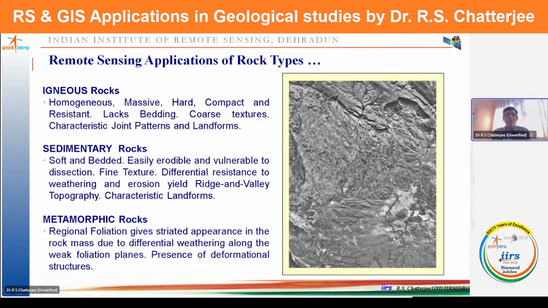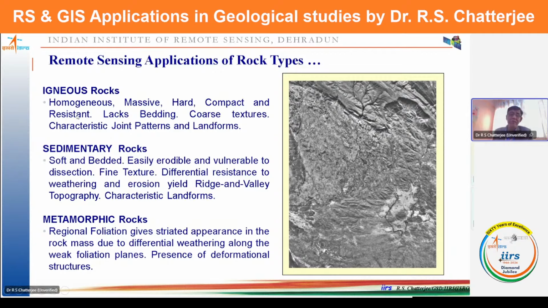Now coming to the interpretation of rock types, this is one of the basic pieces of information we can derive from remote sensing images. See, this is one of the samples, a very important sample. Here you can find all three kinds of rocks: igneous rocks, sedimentary rocks, and metamorphic rocks in the same area. So in this sample, you have all three kinds of rocks.